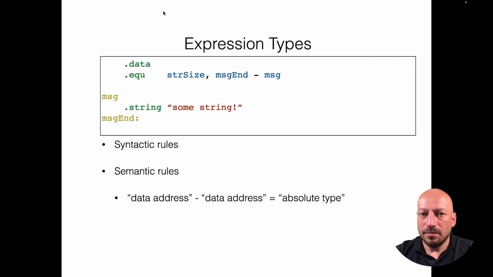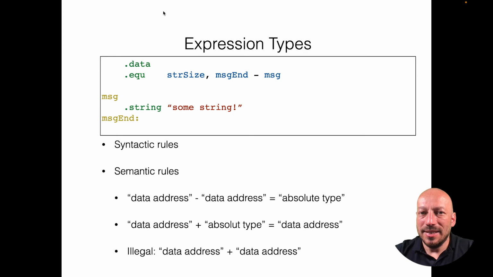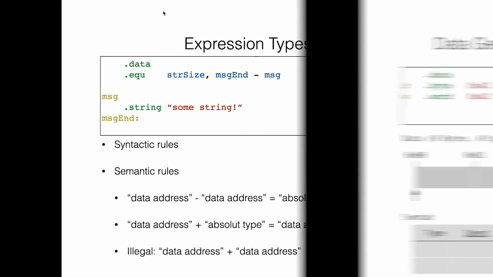You will also see that there is a rule that an address in a data segment plus an absolute value is also an address in a data segment. So this also would be allowed: adding an absolute value to a label. What is not allowed is to add two labels, because this would be an illegal type and you would get an error message. And this error would not be caused because you violated the grammar. It is caused by violating these semantic rules.